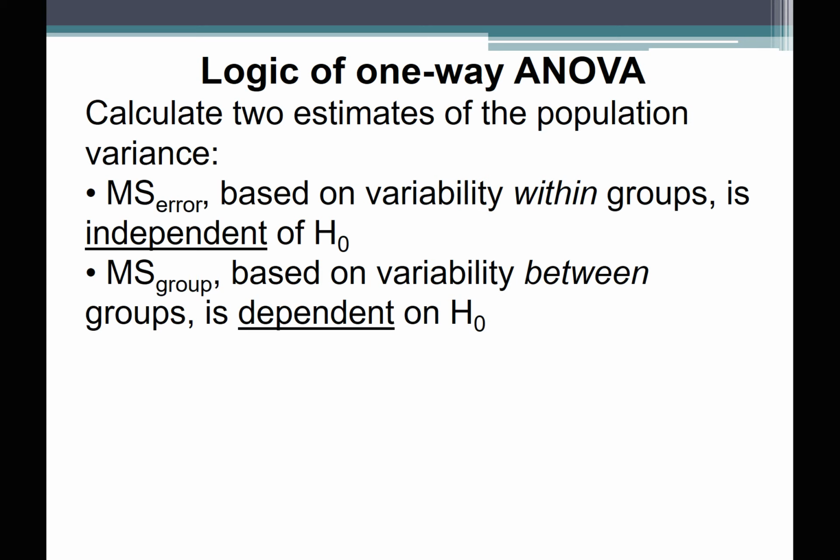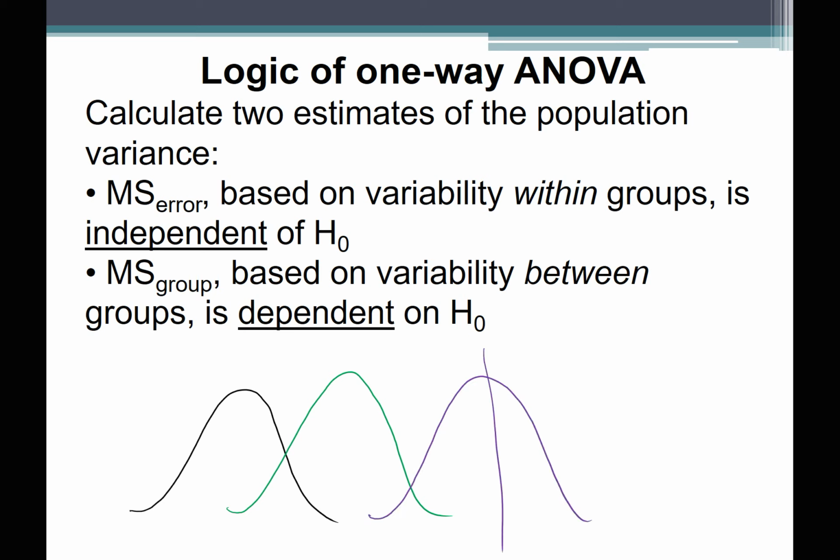So remember, our null hypothesis was that if we have these three groups, and each of these has a mean, our null hypothesis is that the mean of group 1 is equal to the mean of group 2, which is equal to the mean of group 3, right? That they're all equal.